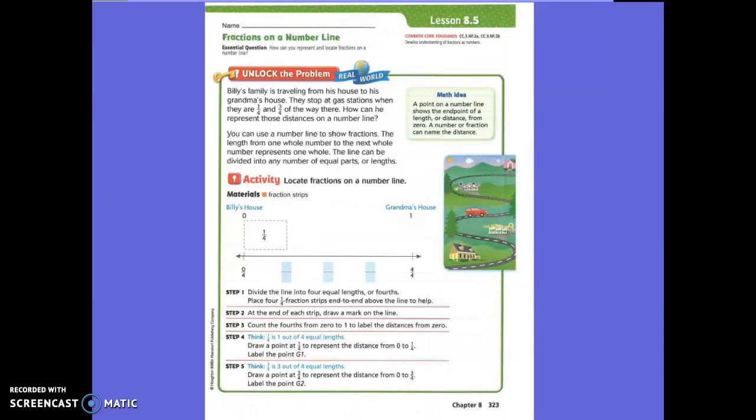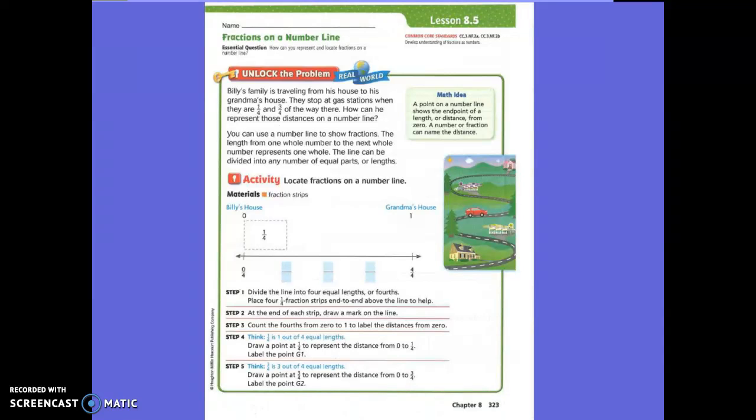Alright, let's read the story problem, please. Billy's family is traveling from his house to his grandma's house. They stop at gas stations when they are 1/4 and 3/4 of the way there. How can we represent those distances on a number line?